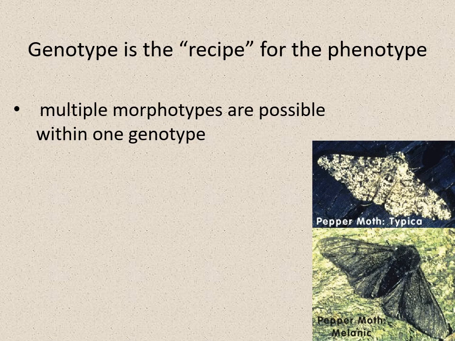So the peppered moth is a species of moth that lives in Europe, specifically around Great Britain. Okay, and there are two different morphotypes of this genotype. There is the typica and there is the melanic. The typica is a lighter color with some black spots, and the melanic is mostly dark, black and gray. Okay, both of them have pretty much the exact same genotype. The only difference is one minor genetic difference in what color is going to be expressed. So actually it's the same genetic code, but in this case, one color is being expressed over the other.